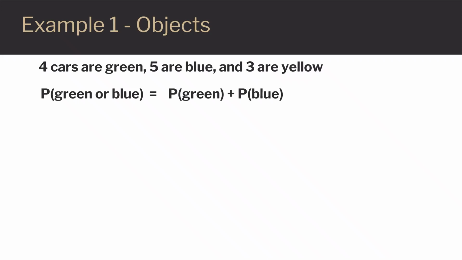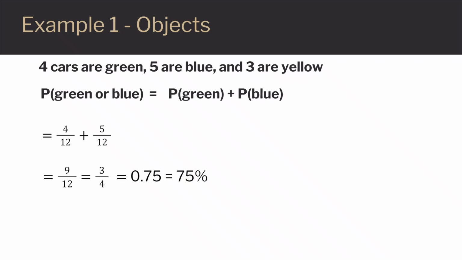If there is no overlap between the groups, then you just add the probability of selecting a green car to the probability of selecting a blue car. There were 4 green cars, so the probability of green is 4 out of 12. There are 5 blue cars, so the probability of a blue car is 5 out of 12. These probabilities have the same denominator, so we add across the top and get 9 out of 12. You can reduce that to 3/4, and that can be made into a percentage or decimal. This says that 75% of the time, Oscar will pick either a blue or green car.